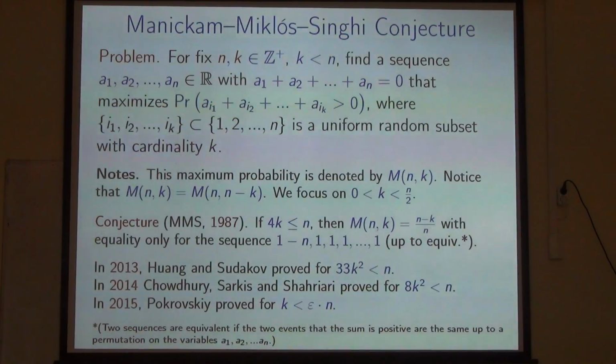And the conjecture is that if k is at most a quarter of n, then this is still the optimal solution. A lot of attention was paid to these questions, but still, this epsilon here is extremely low, so we only have very few results about it.